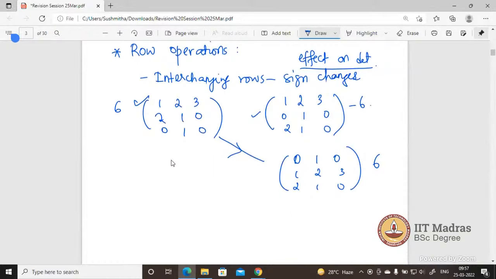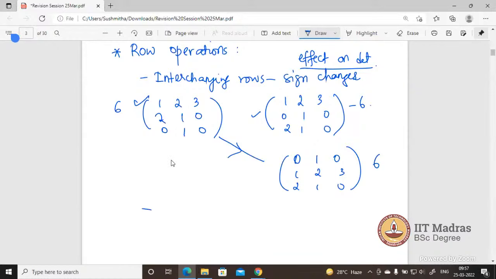So here I've done two interchanges, because of which the determinant is not changed. In fact, the sign is changing twice, so from plus to minus to again plus. So the determinant doesn't change.